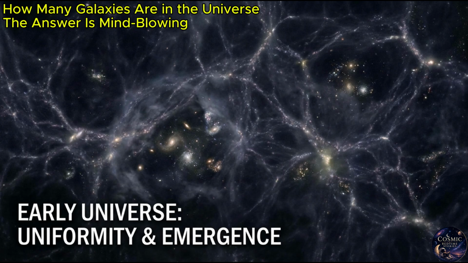The study of galaxy abundance therefore connects deeply with the history of the universe itself. It reflects the transition from a nearly uniform early state to a highly structured present state. It also illustrates how simple physical laws can produce enormous complexity over time. From tiny initial fluctuations to vast cosmic networks, the universe develops structure through continuous interaction between matter, gravity, and expansion.